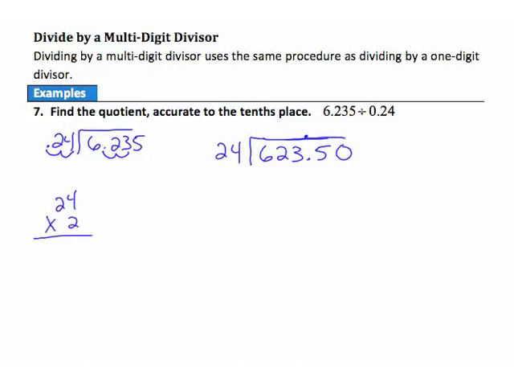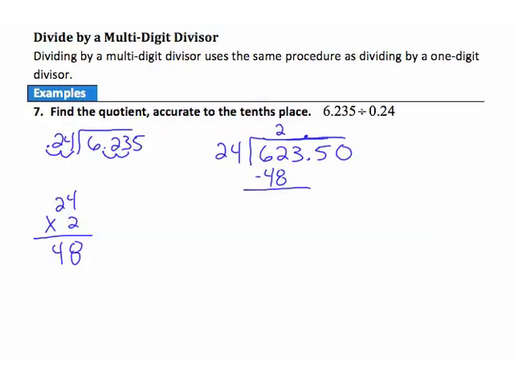Let's see. 2 times 4 is 8. 2 times 2 is 4. So that's right, close to 50. 48 is probably as close as we can get without going over. So we'll write a 2 up here. 2 times 24 was 48. Now we're going to subtract.